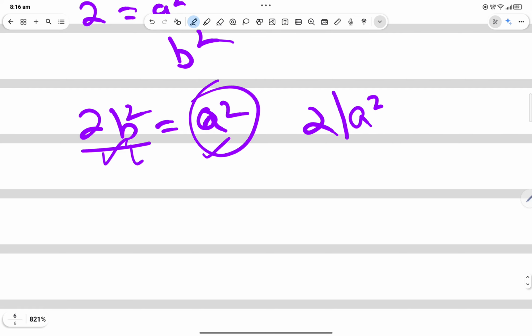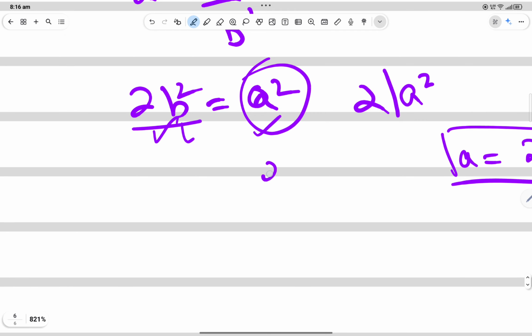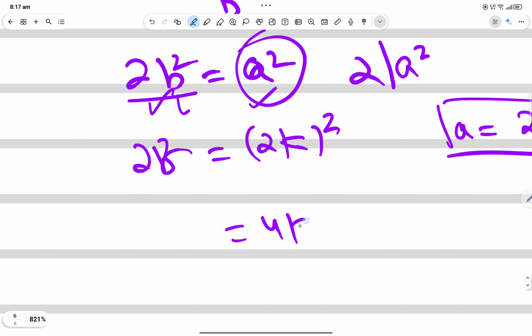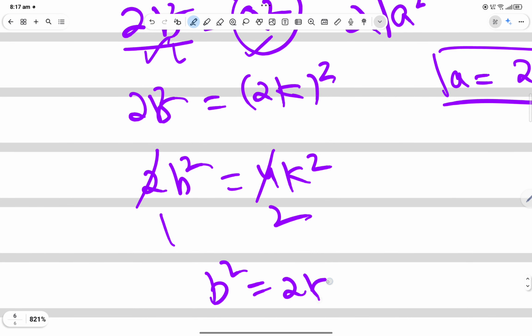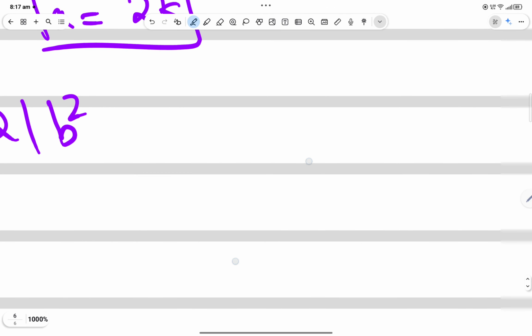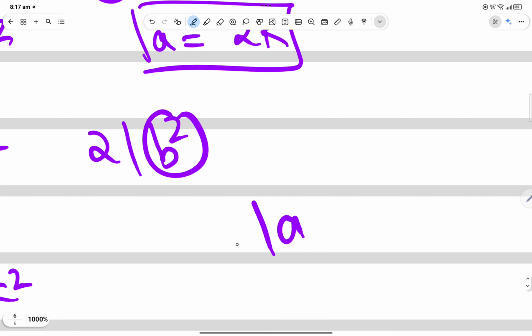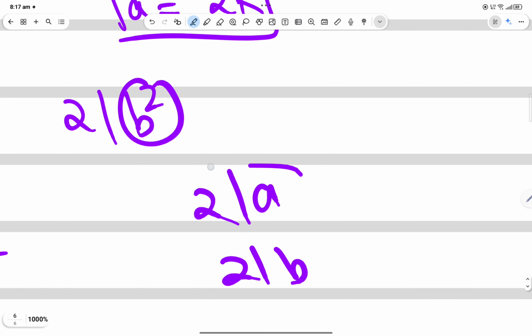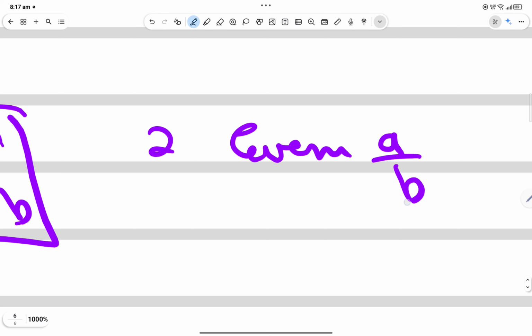Now if a is divisible by 2, a can be written as 2k. Plugging that in, 4k square equals 2b square. So b square equals 2k square. Now b is also divisible by 2. If both have a common divisor, 2, and both are even, then we cannot say that a and b have GCD 1.